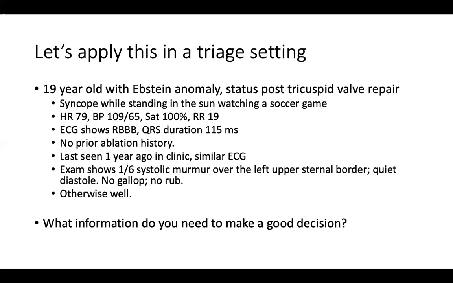And comes into the emergency room, and the heart rate is 79. The blood pressure is 109/65. They're fully saturated. Their respiratory rate is 19. They have right bundle branch block and a slightly wide QRS duration. They have no prior ablation history. The EKG looks the same. There's a systolic murmur that sounds like a tricuspid valve murmur and is otherwise well.